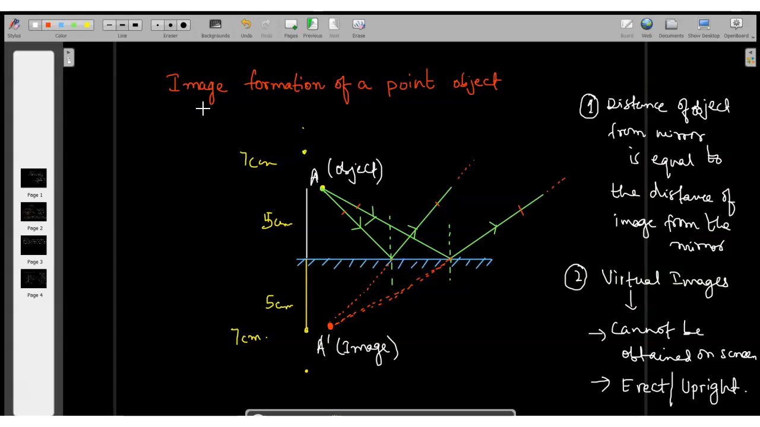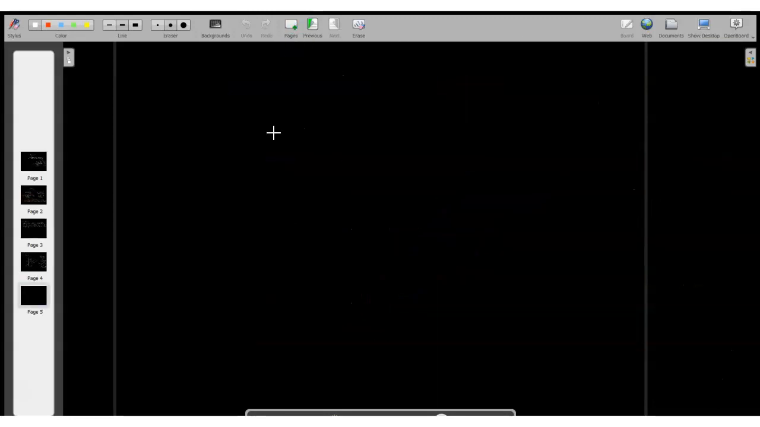Okay, so this was image formation of a point object. I want to show you image formation of an extended object. So let us see that, and then we'll go back to our NCERT book. Okay. Image formation of an extended object. Let us take the mirror like this time. We stand in front of the mirror, so let us take it like this.